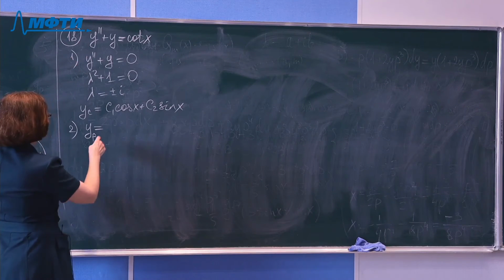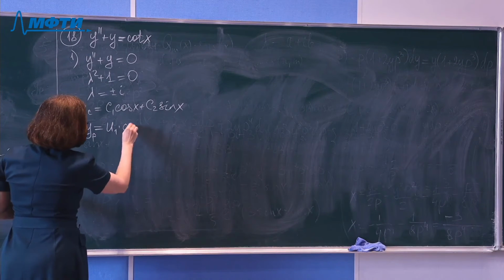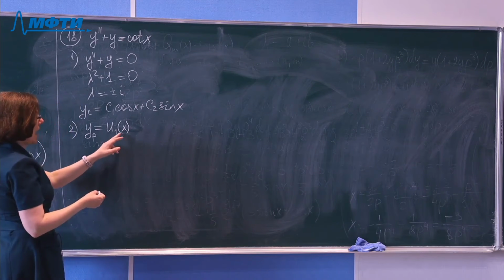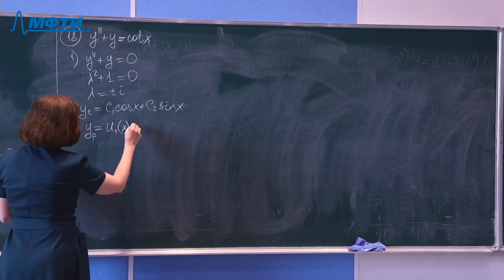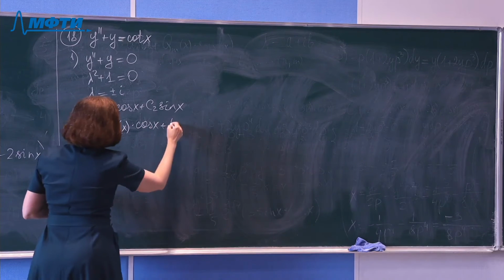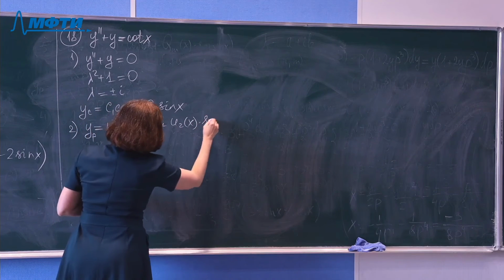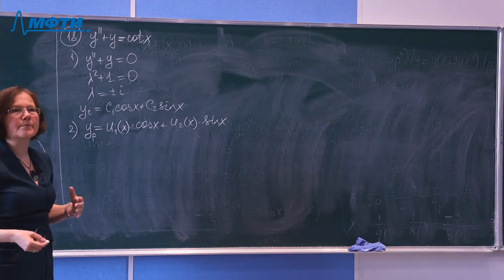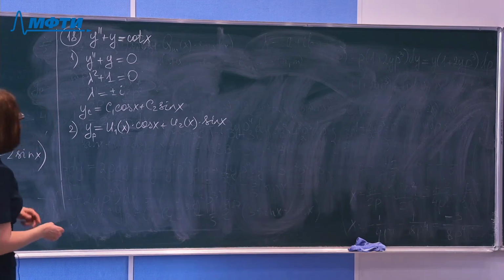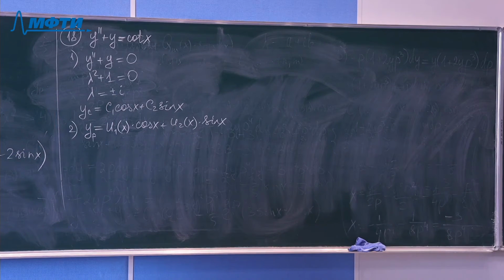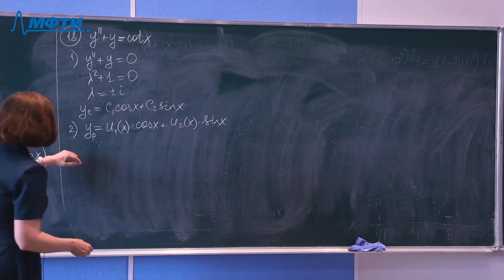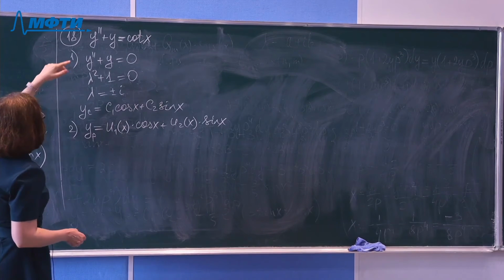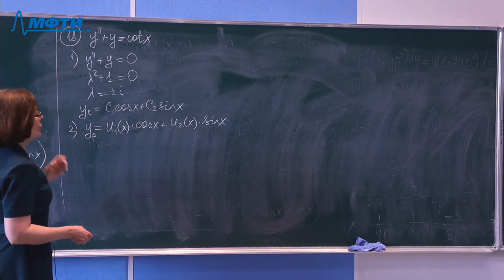of this equation in the form u1 times cos x. U1 is a function of x. To emphasize this, I will write this u1 of x times cos x plus u2 of x times sin x. Now, u1 and u2 are not constants, but they are functions. And next we need to find the derivatives and substitute them into our equation.